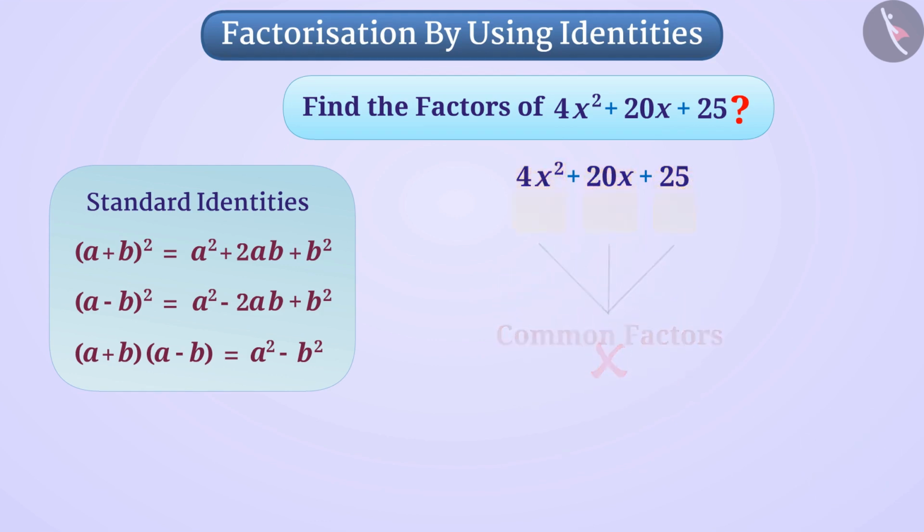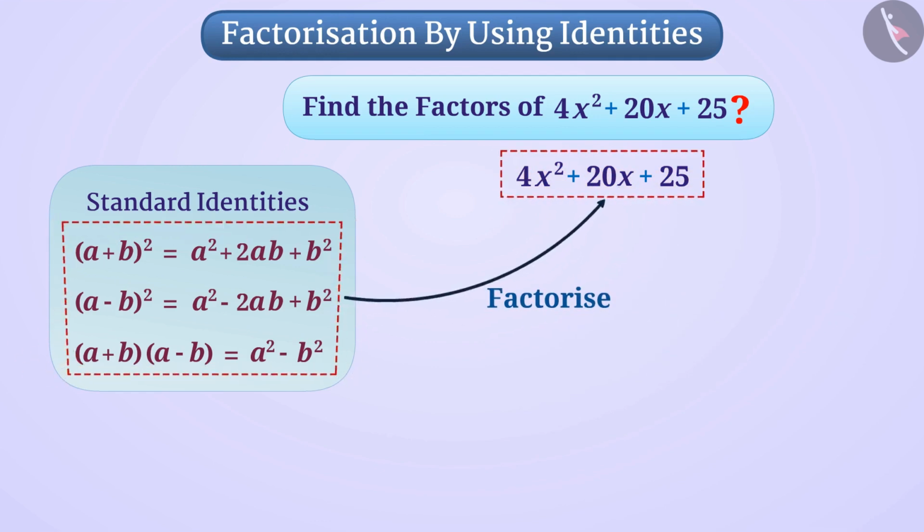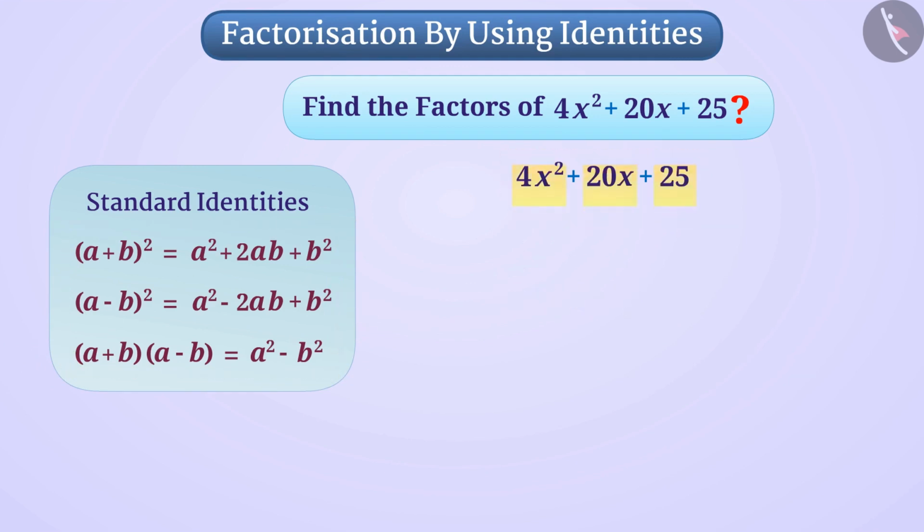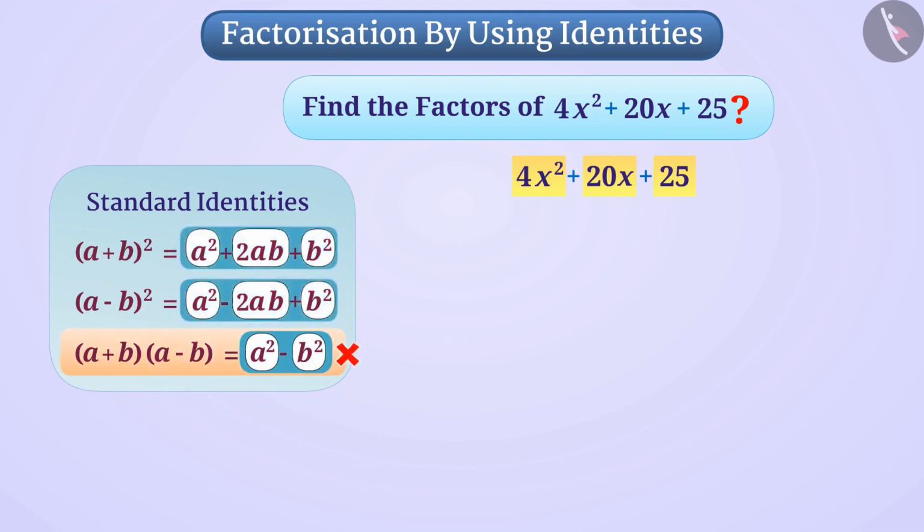Just think, we can factorize this expression using one of these standard identities. Let me tell you, there are three terms in this expression. There are two terms on the right side of the third standard identity, so we cannot use it. There are three terms on the right side of each of the first and second identity. So, let's understand which identity we can use.